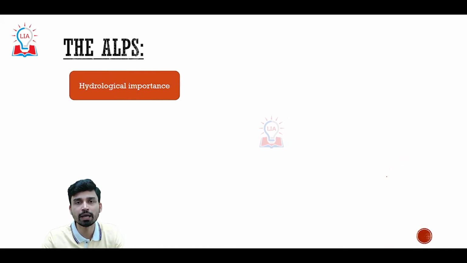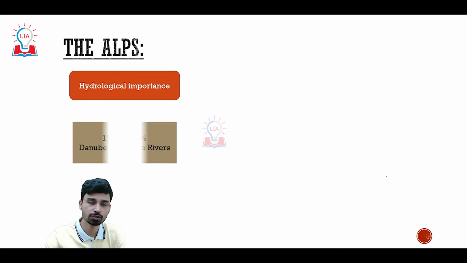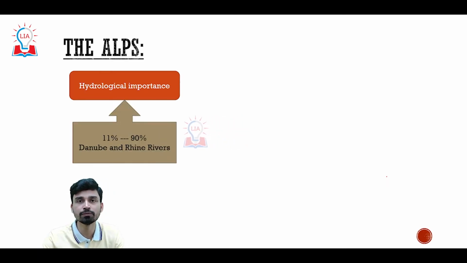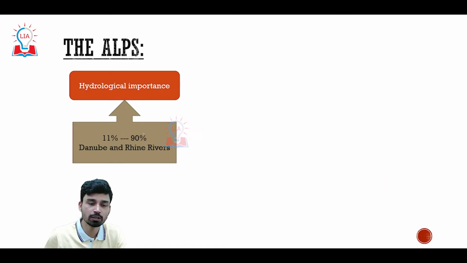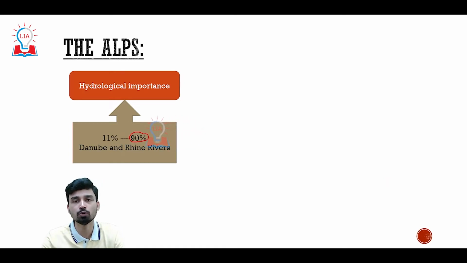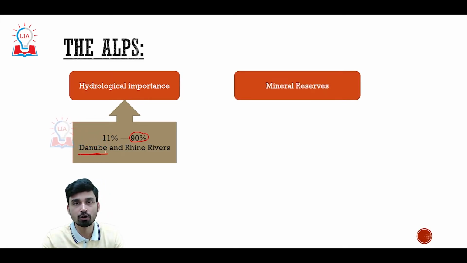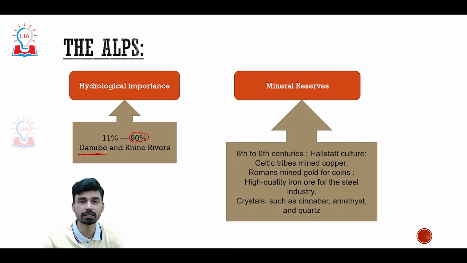Now, if we look at the importance of the Alps, the first and foremost importance of the Alps is in the hydrological sense, because though it covers only 11% of the European region, it supplies water to almost 90% of the low-lying regions of Europe. And not only that, it is also the source of the two longest rivers of Europe, that is the Danube River and the Rhine River. Not only from a hydrological perspective, but it also plays a very important role from the mineral perspective, because the Alps has a large scale mineral reserve.